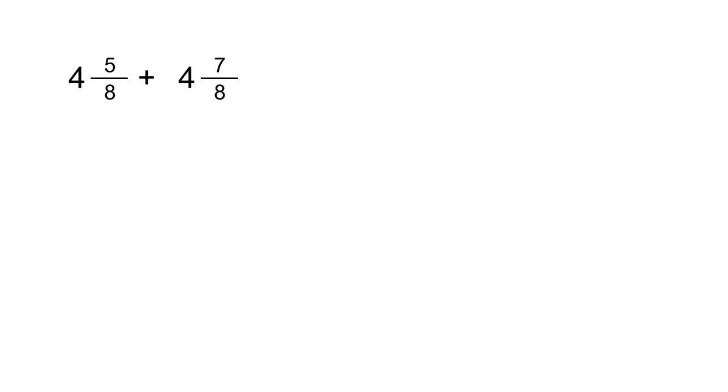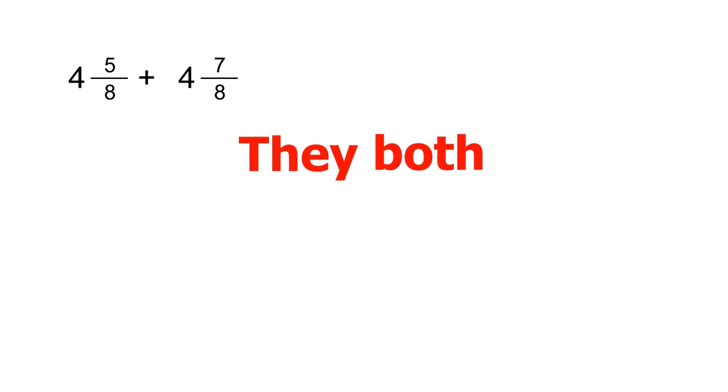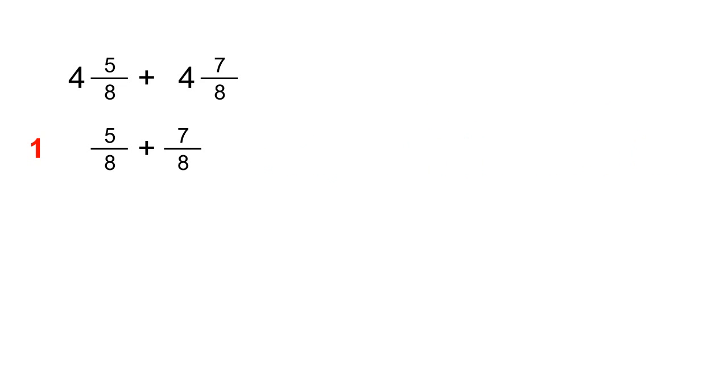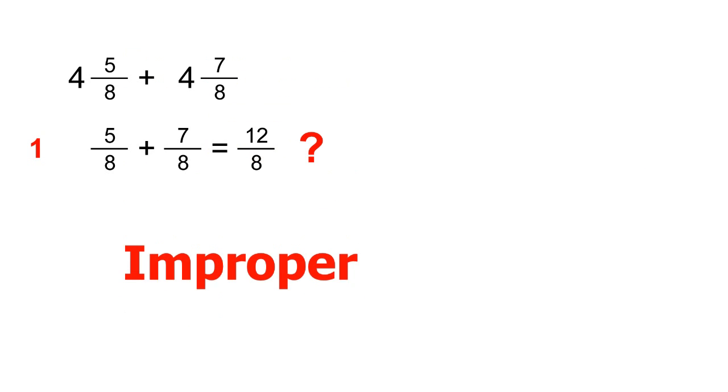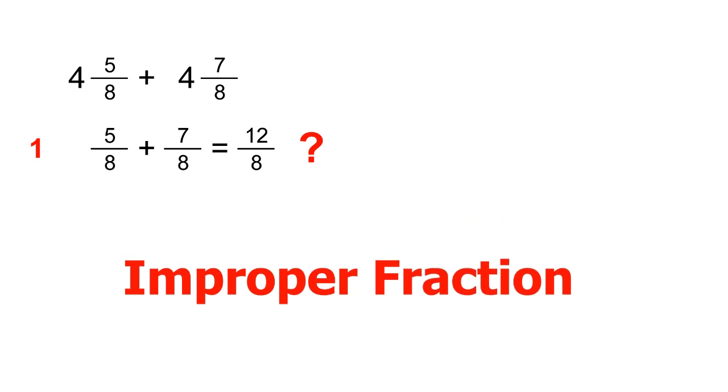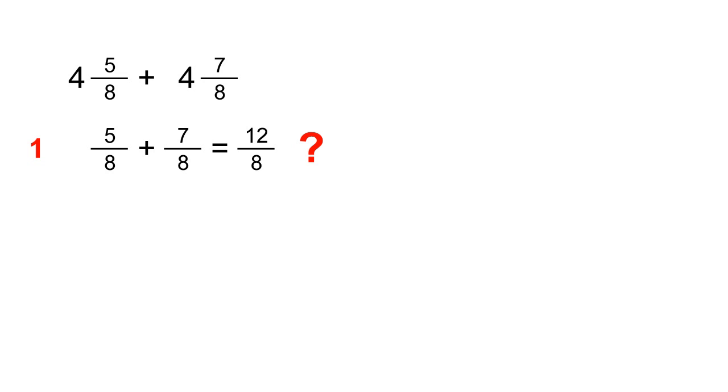And the fractions already have common denominators, so we can begin. Step 1, add the fractions. Wait a second, something does not look right. Oh, the numerator, the top number, is bigger than the denominator, which means it's an improper fraction, which means it has a whole number, which means we need to divide and change the improper fraction to a mixed number.